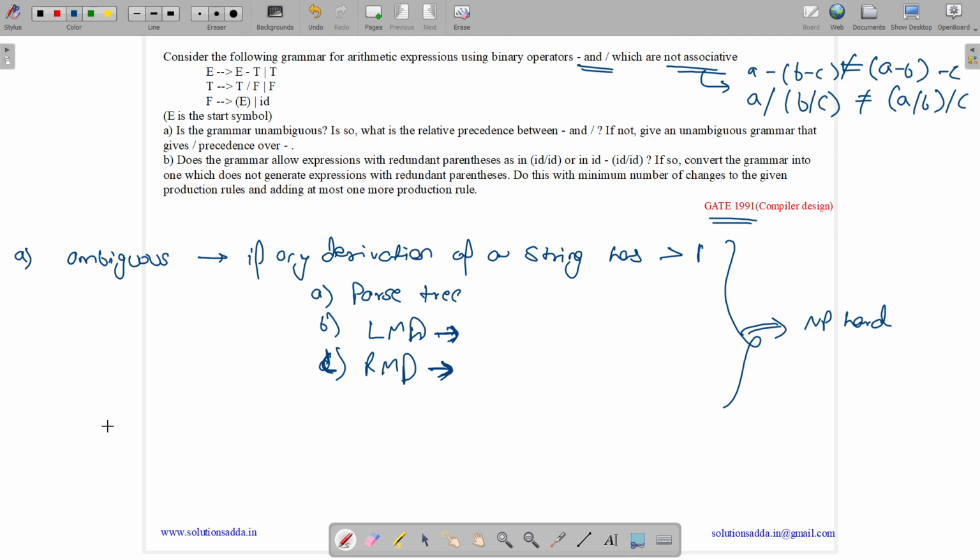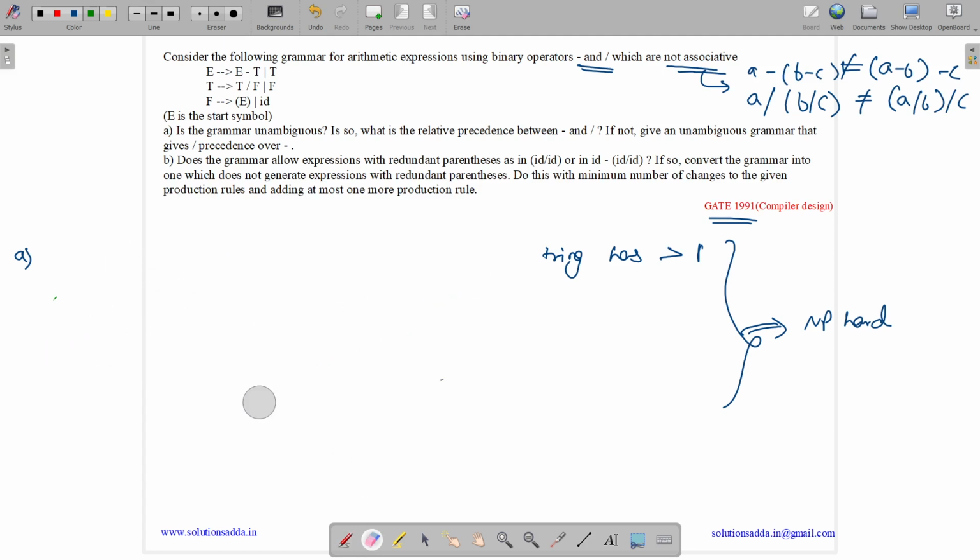So how can we prove that a grammar is ambiguous? We basically try to find a string for which we can generate more than one parse tree, LMD or RMD. And if we are able to find such a string, we directly say the grammar is ambiguous. And if by hit and trial methods we are not able to find any string, then we can conclude that the grammar is unambiguous. Let me try to generate more than one parse tree if I can.